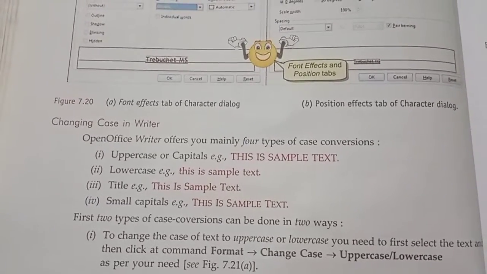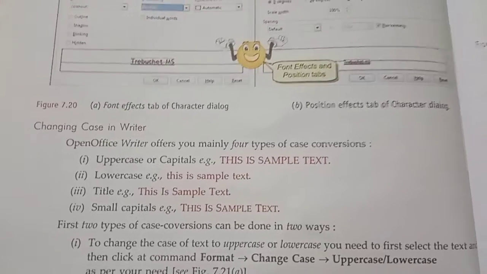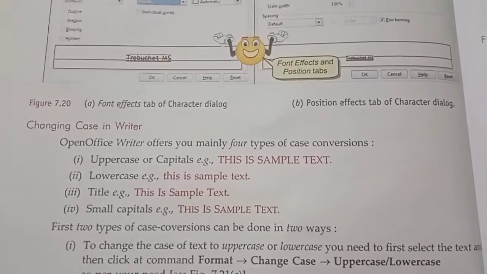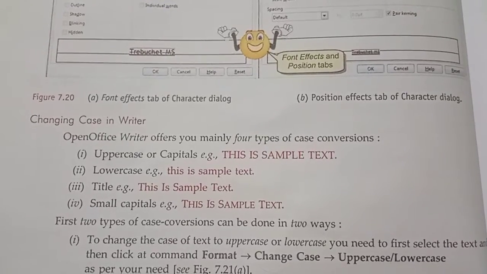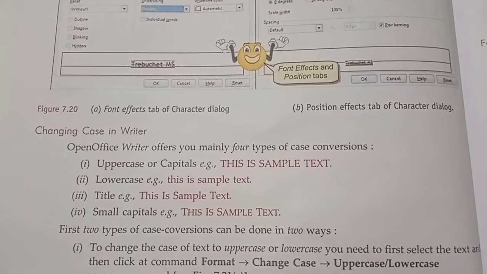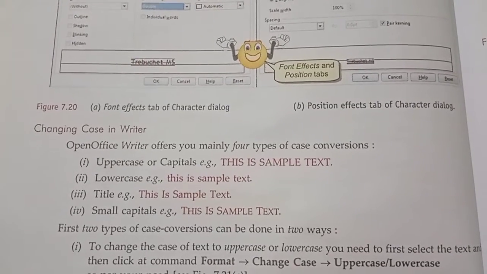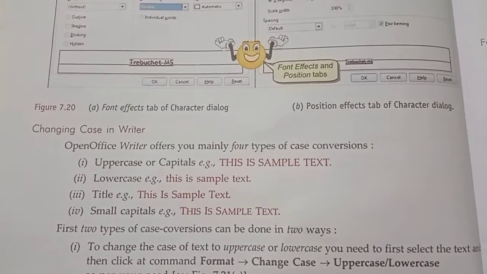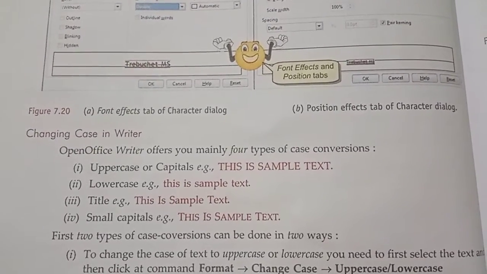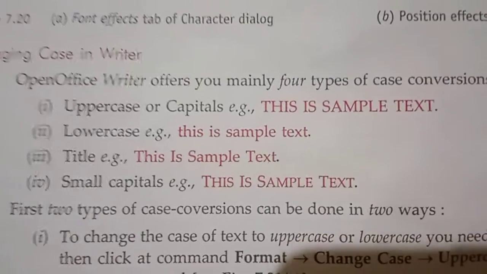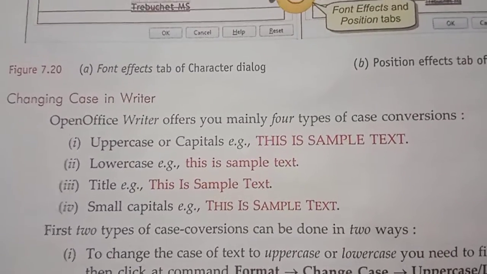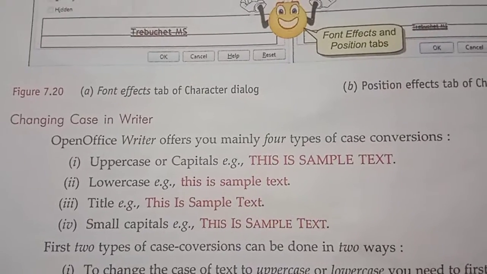Uppercase, another word is called capital letter. Second one is called lowercase or small letter. The third one, look at that, is title. Title means the first letter of each word is in capital. So this is called title. First letter of each word is in capital. This is called a title.